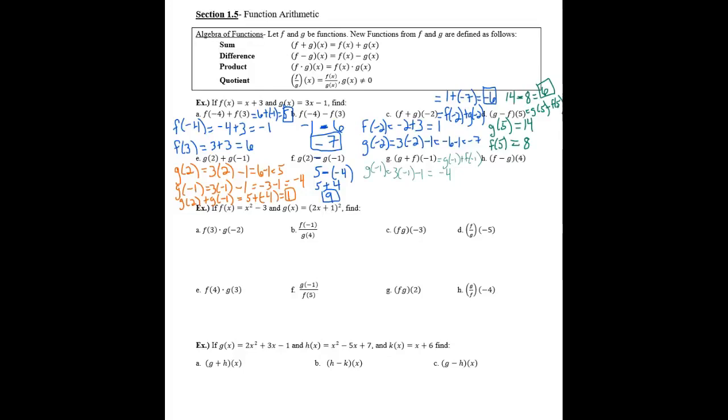And then F now. F of negative 1. So we're taking negative 1 plus 3, and that will end up being 2. And then we need to add those together. So G of negative 1 was negative 4 plus F of negative 1, which was 2, will give us overall negative 2.